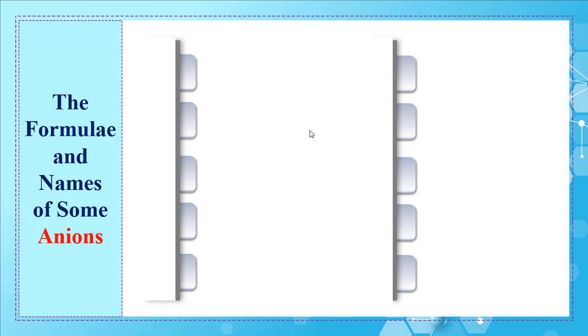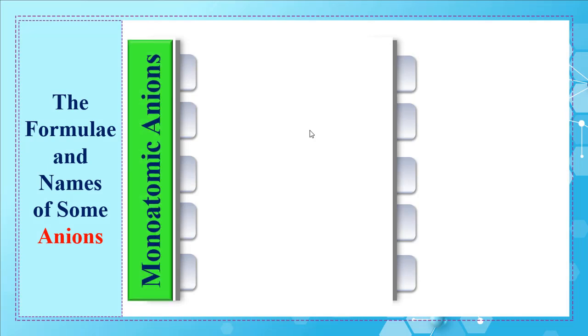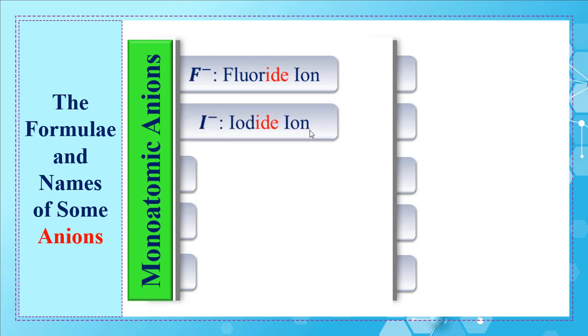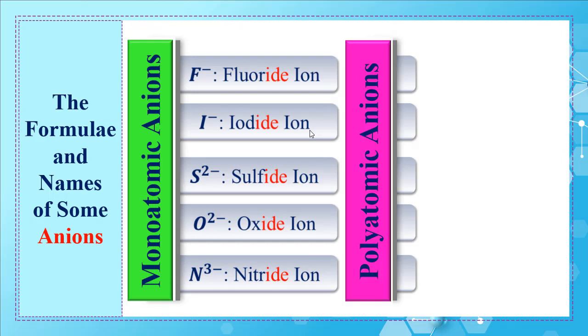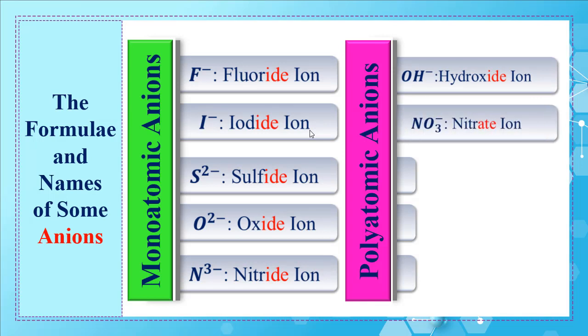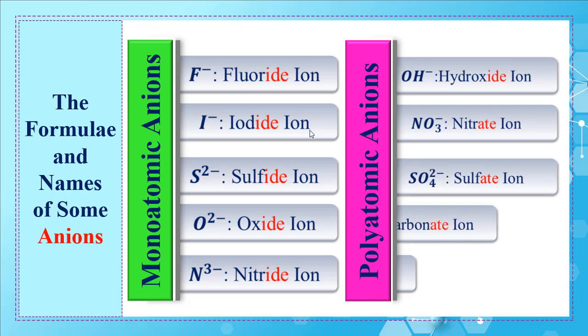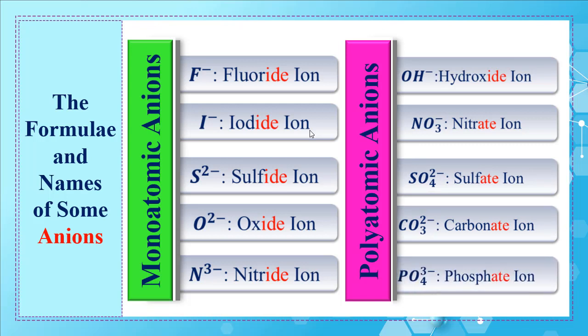Now, for the formula and names of some anions, among the monoatomic anions, we will mention fluoride ion F-, iodide ion I-, sulfide ion S2-, oxide ion O2-, and nitride ion N3-. For the polyatomic anions, we will mention hydroxide ion OH-, nitrate ion NO3-, sulfate ion SO4 2-, CO3 2-, that stands for carbonate ion, and PO4 3- for phosphate ion.